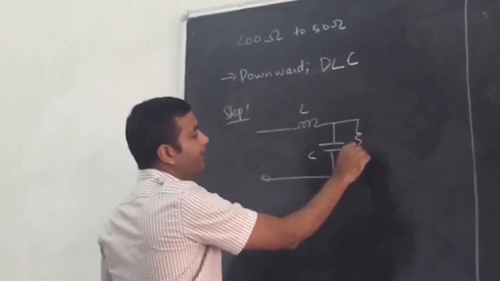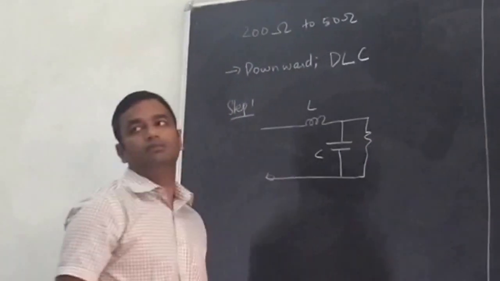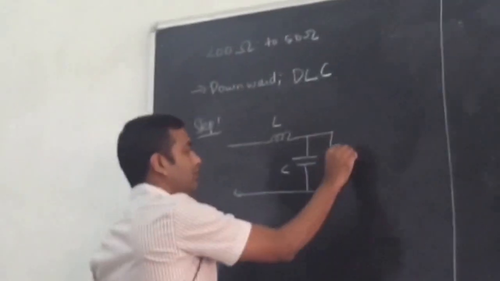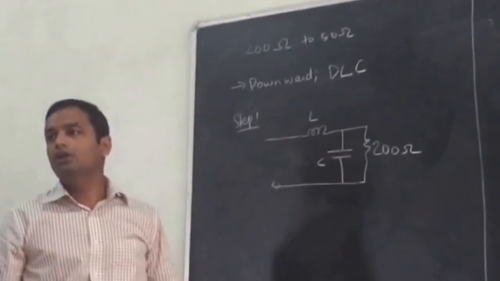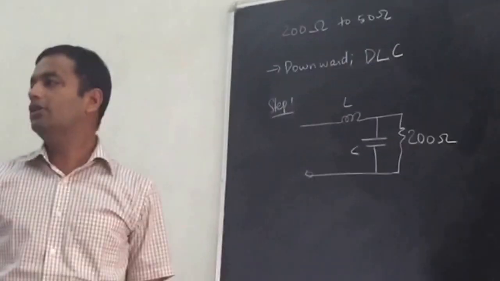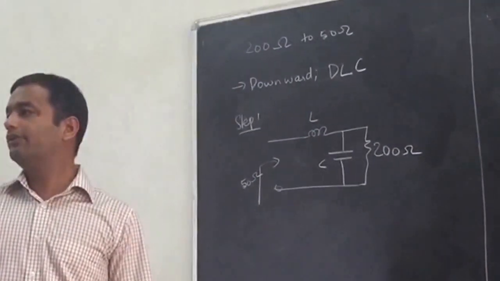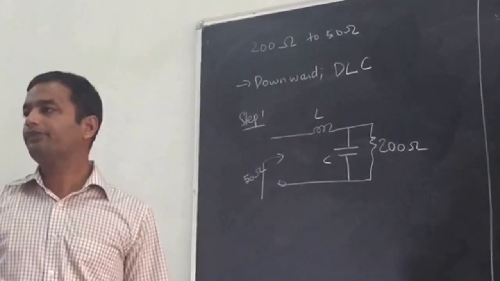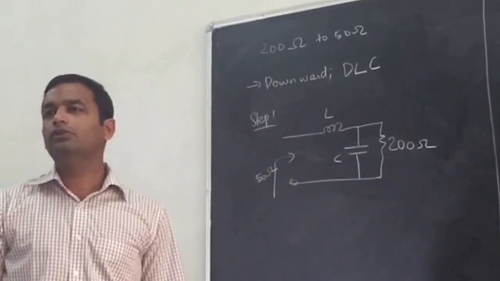And what is the value of this one? 50 ohm. And this is 200 ohms, right? You are converting 200 ohms to 50 ohms. So this is 200, and this is 50 ohms. This is my step 1. Am I right? What is step 2?